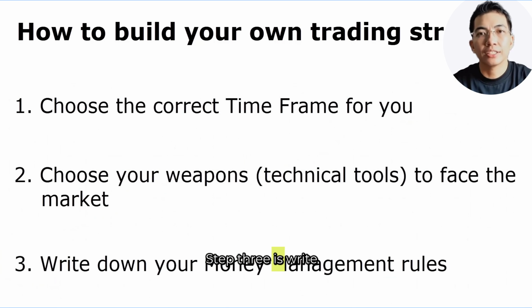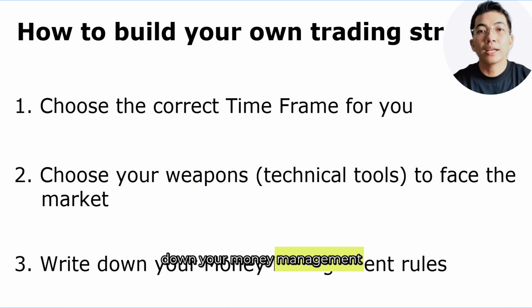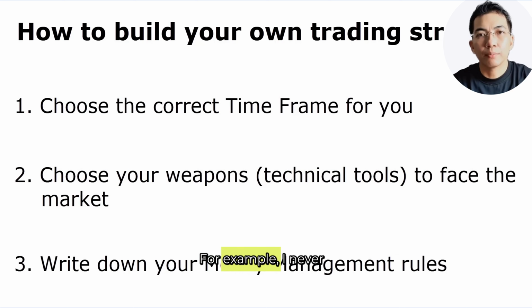Step 3 is write down your money management rules. For example, I never risk more than 1% per trade, and I never choose a risk to reward below 1 to 1. How you manage your account and your risk plays a fundamental part in your strategy, so make sure to spend time to define your rules.